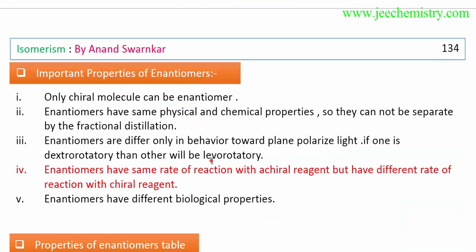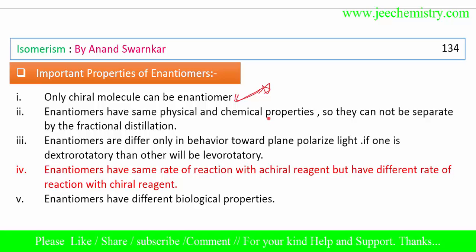Now we will learn about the important properties of enantiomer. Only chiral molecules can be enantiomers. This is the most important thing. Only chiral molecules can be enantiomers, and enantiomers have the same physical and chemical properties. As I already told, the mirror image of this compound will be the enantiomer. If any compound has no plane of symmetry or center of symmetry, then the mirror image of this compound will be the enantiomeric pair. So that's why they have the same physical and chemical properties.